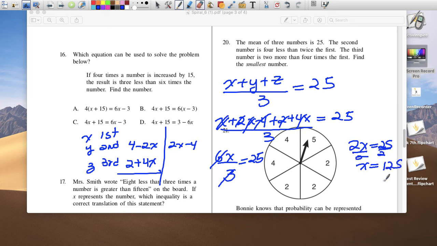So now I can use this information. I know x is 12.5, so I'm going to substitute. I get 2 times 12.5 minus 4. 2 times 12.5 is 25, minus 4 is 21. So y is 21. And z, the third number, is 2 plus 4x, so 2 plus 4 times 12.5. 4 times 12.5 is 50, and 50 plus 2 is 52. So here are my three numbers: 12.5, 21, and 52.